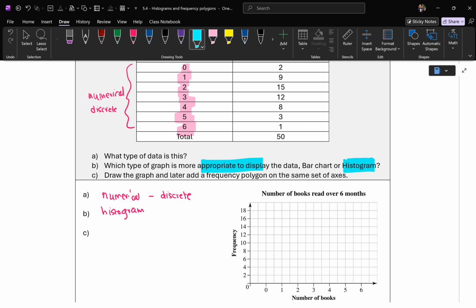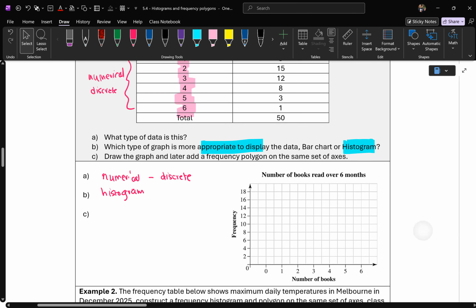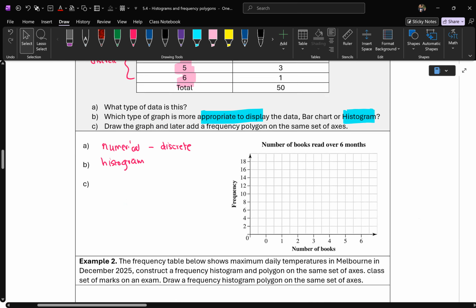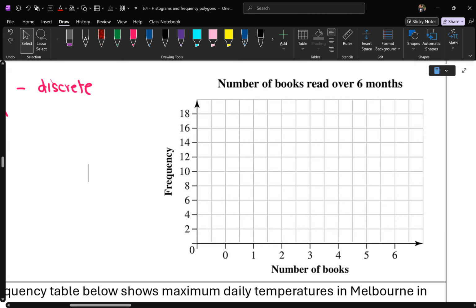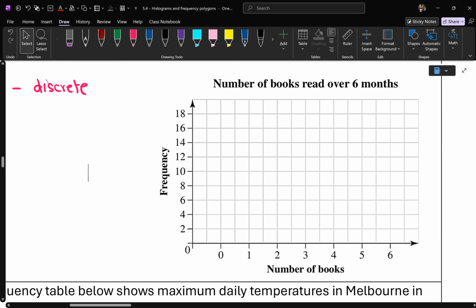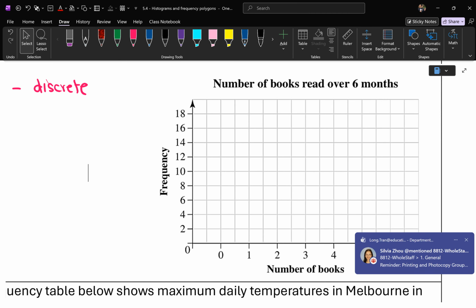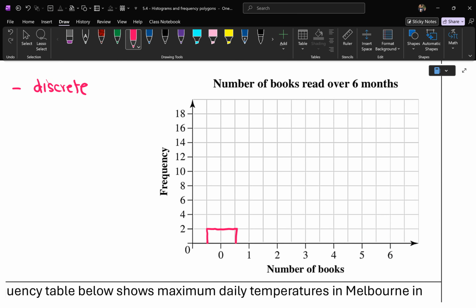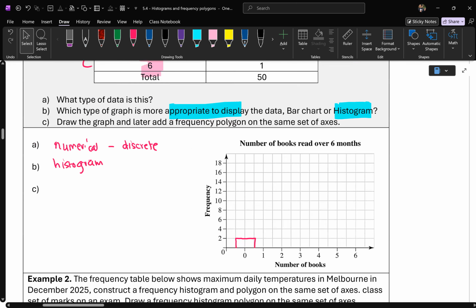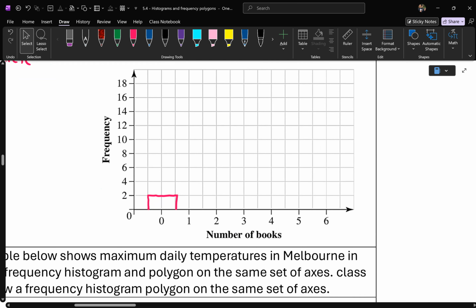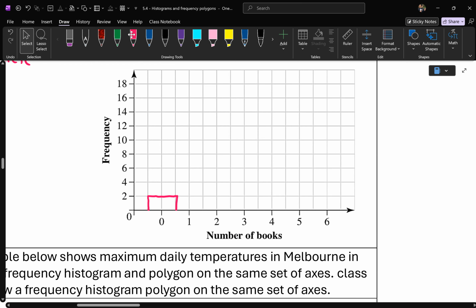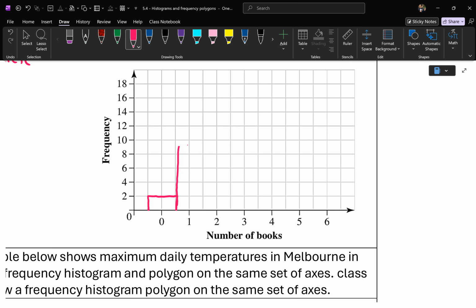Part C, draw the graph and add a frequency polygon. Here we go, let's draw a frequency. So from 0, I want 2. Now remember, when you draw the bar, put a half gap. So you shouldn't start here, you should start halfway. And it's 2, so it should be like this. Use a ruler. I obviously don't have a ruler here, so I'm just going to do it like this. 2, what's the next one? After 1 month, it's 9, then 15. So 9 is roughly around here. So I've got to draw a line. Wow, that's terrible.